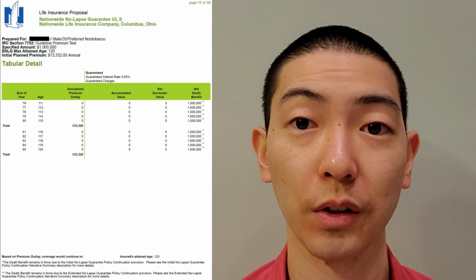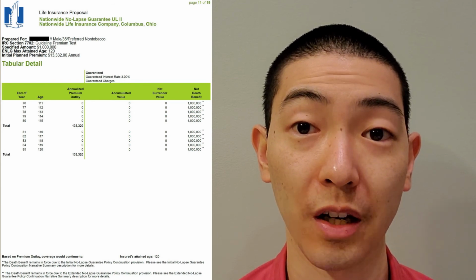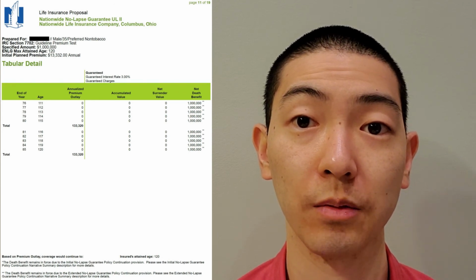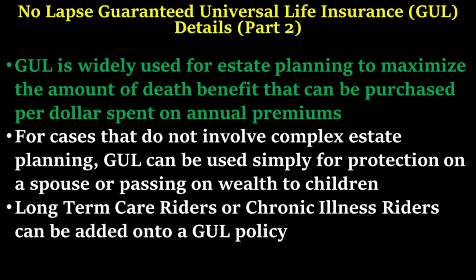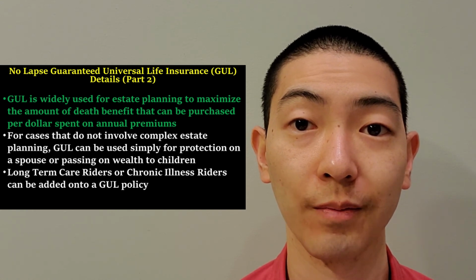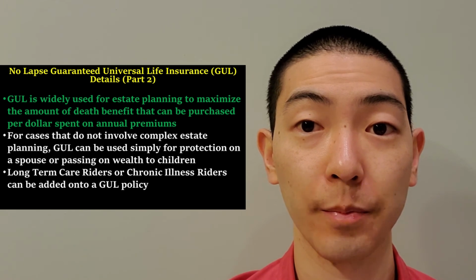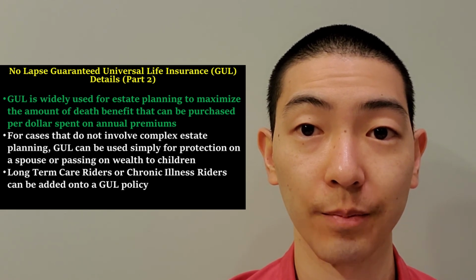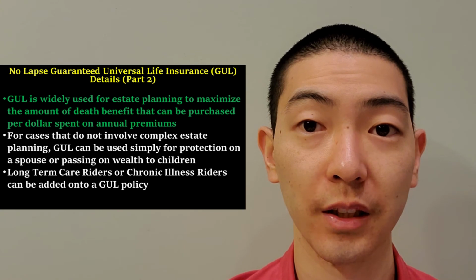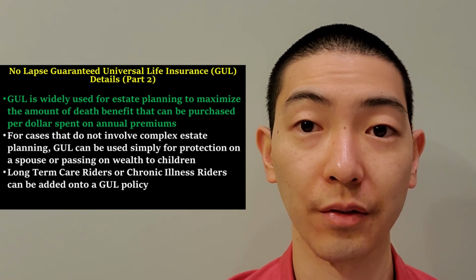This is widely used for estate planning to maximize the amount of death benefit that can be purchased per dollar spent on annual premiums. For cases that do not involve complex estate planning, GUL can be used simply for protection on a spouse or passing on wealth to children. In that case, LTC riders or chronic illness riders are another option to be added on to a GUL policy. I talk about these two riders in more detail in my video about what to know before buying or switching to a new life insurance policy.